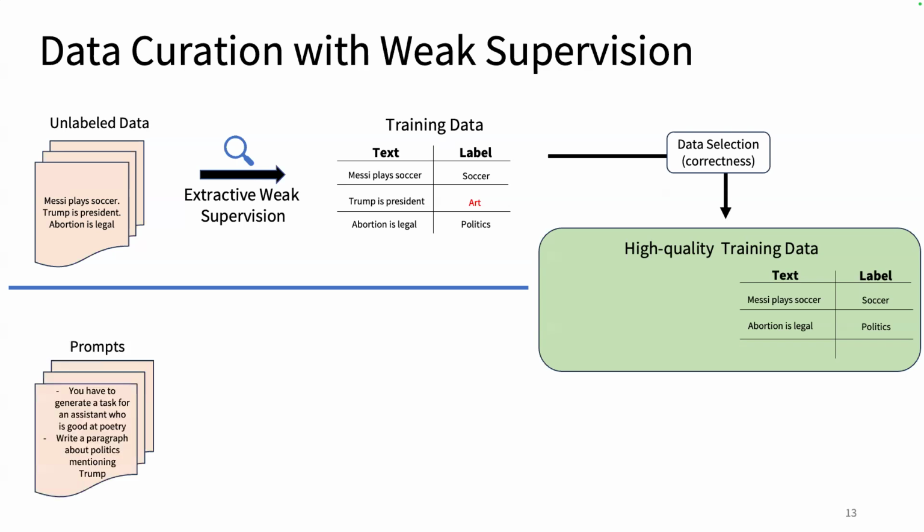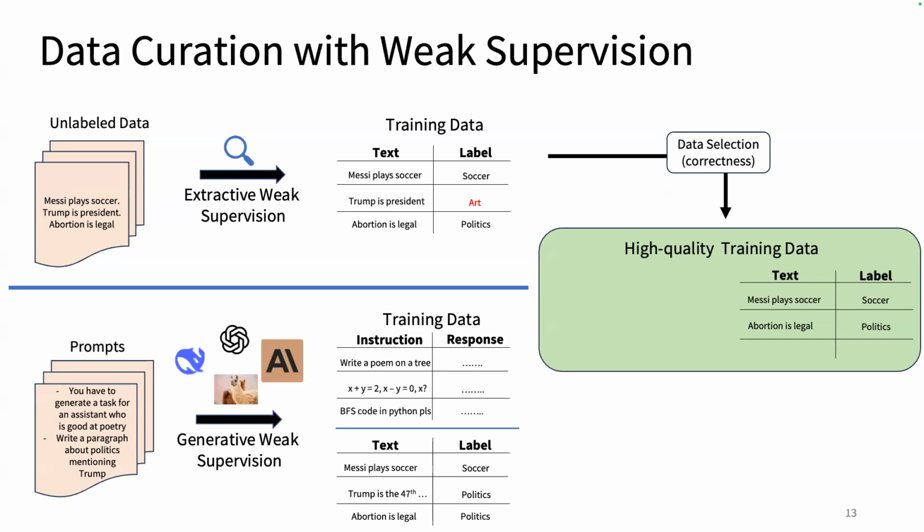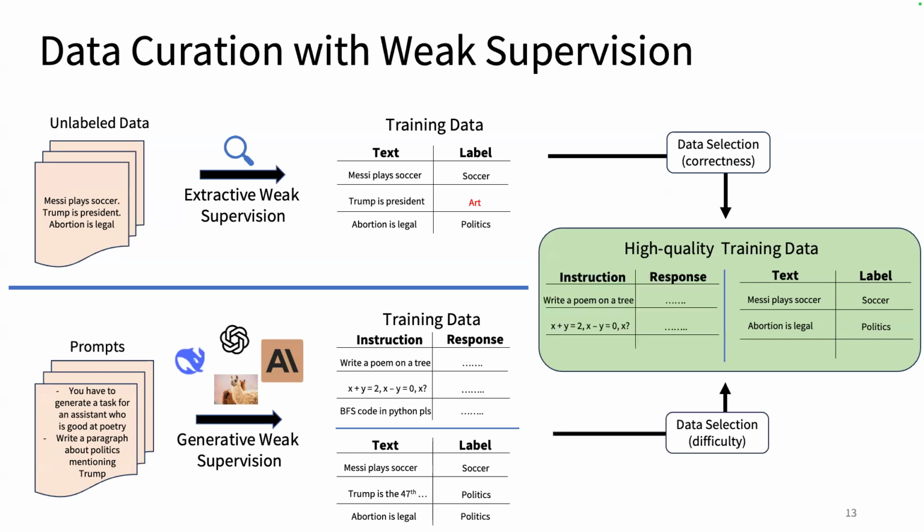And next, with generative weak supervision, we have a set of prompts, and we leverage LLMs to generate training data. This can be used for discriminative and generative tasks. Then we perform data selection focused on difficulty to obtain high quality training data. As you can see here, I just removed BFS code in Python. Maybe it's easy.